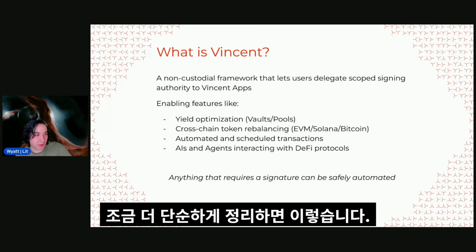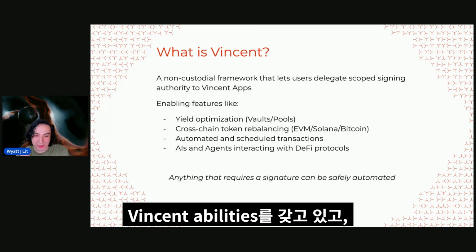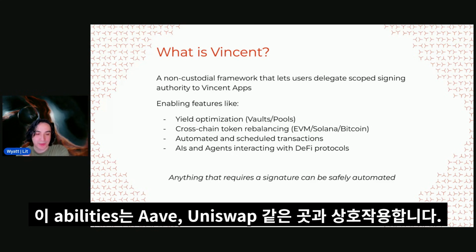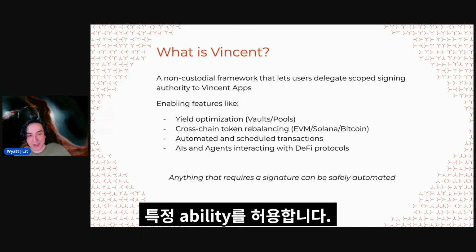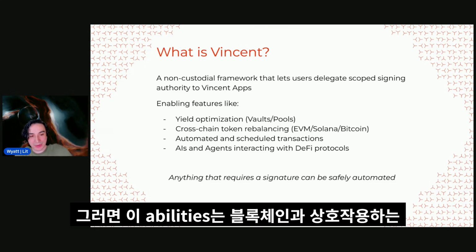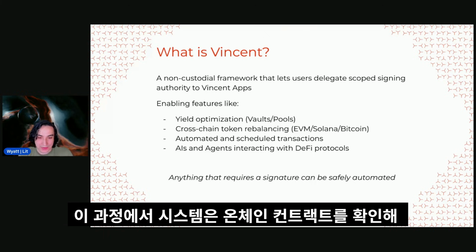So just to go over that again a little bit more simply, Vincent apps have Vincent abilities that allow them to do very specific things. These specific things are like interacting with Aave or Uniswap. And then users permit the Vincent ability for the specific Vincent app. And then these Vincent abilities will create transactions to interact with blockchains, and then make a request to sign with the user's Vincent agent wallet, which is a PKP.